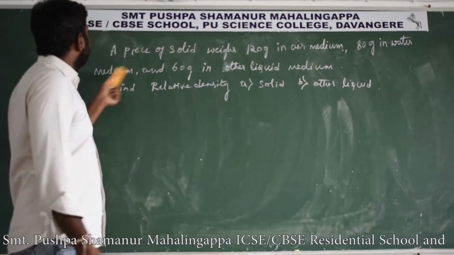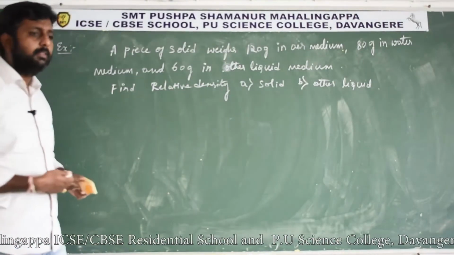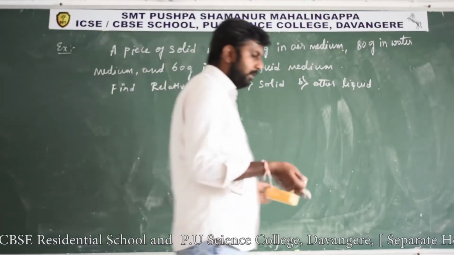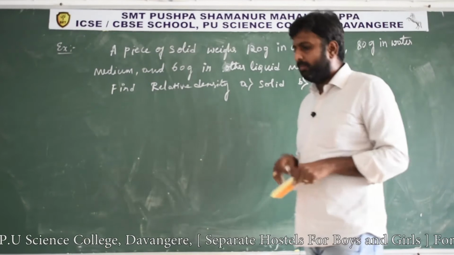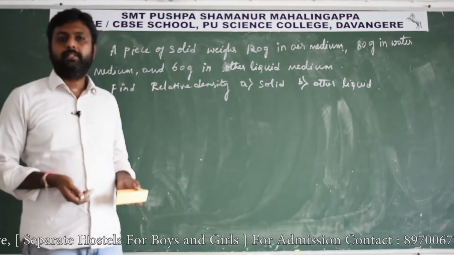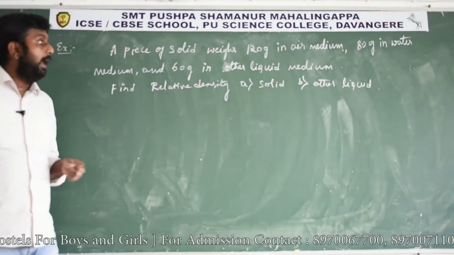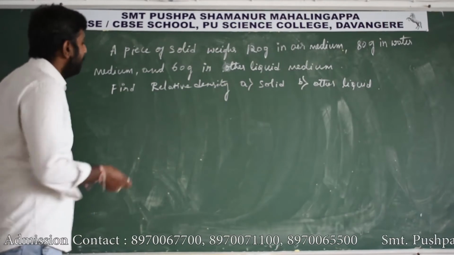And next, in other liquid, if we dip it and I am saying that its weight is 60 g, that means whichever liquid has more density, in that liquid the object will lose more weight. And so how to solve this type of problem?